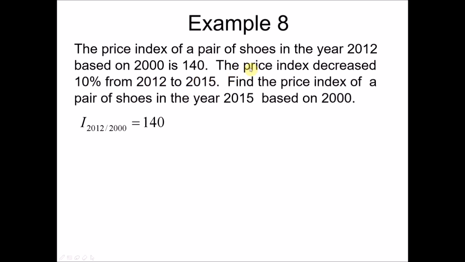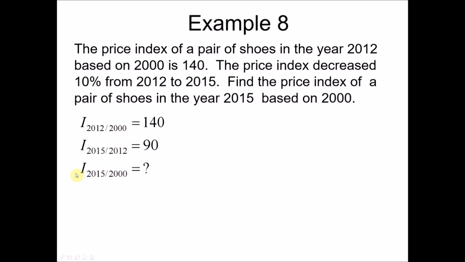So when we want to find the price index, it is I 2015 over 2012, and it decreases by 10%. Decrease by 10% means the price index of 100 minus 10 is 90. So I 2015 based on the year 2012 is 90. This is the second piece of information, from the second sentence. Now we want to find the price index of a pair of shoes in the year 2015 based on the year 2000. This is the index that we are looking for.